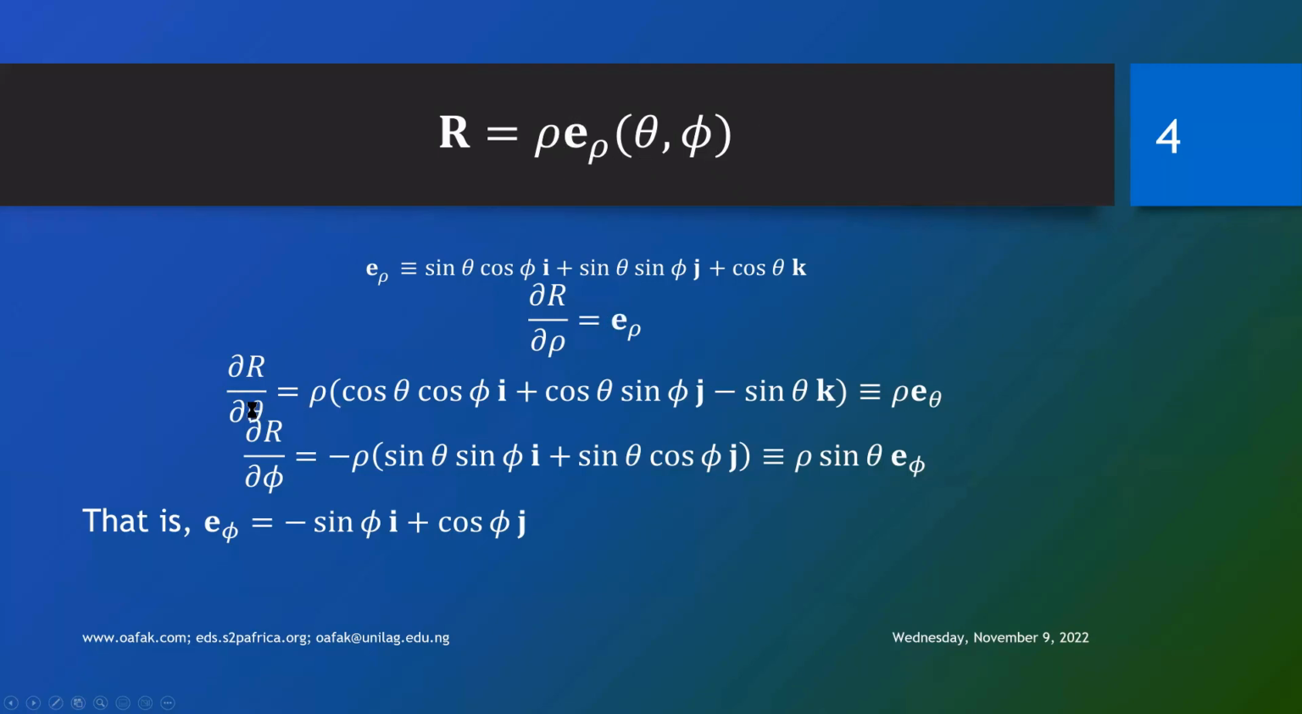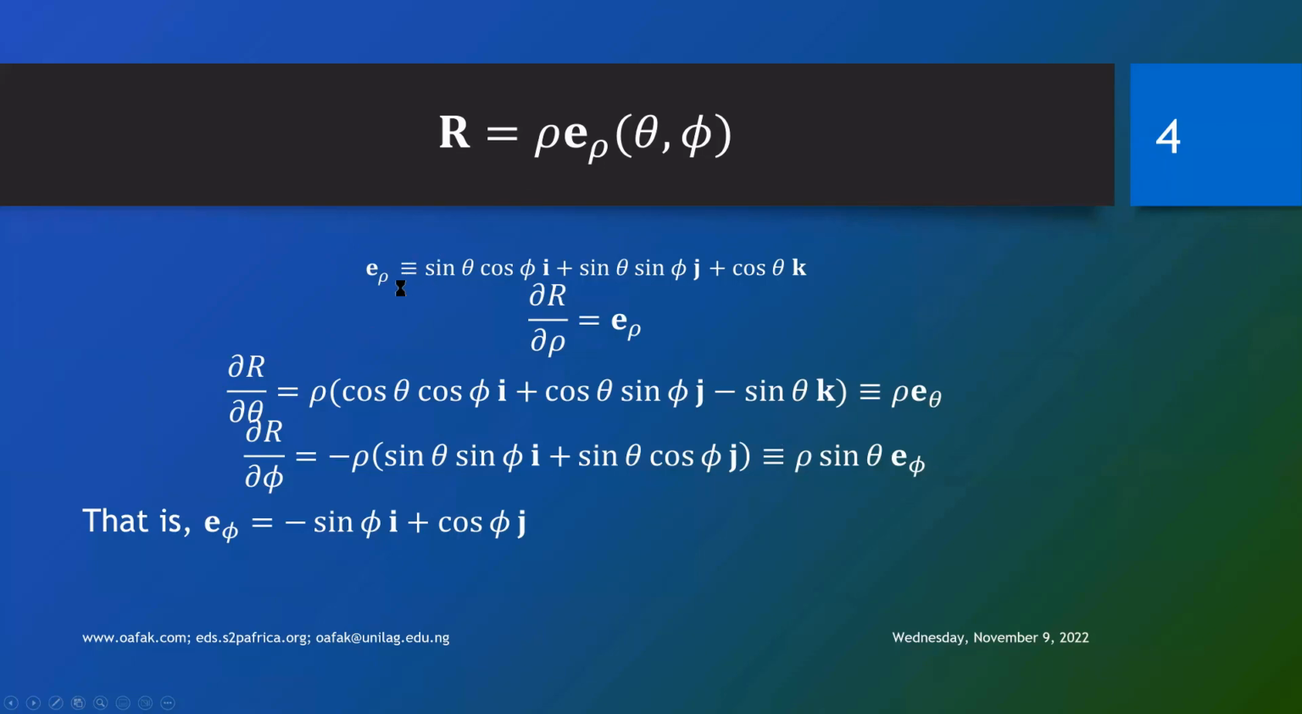If you differentiate it with respect to theta, you can see this is the only thing that can be differentiated here, because everything else remains unchanged. If you differentiate with respect to theta, you have minus sine. That is what you have here, and what we have in this bracket is what we define as E theta. That is where E theta comes from. So you can see that by differentiating this R, you get rho E theta.